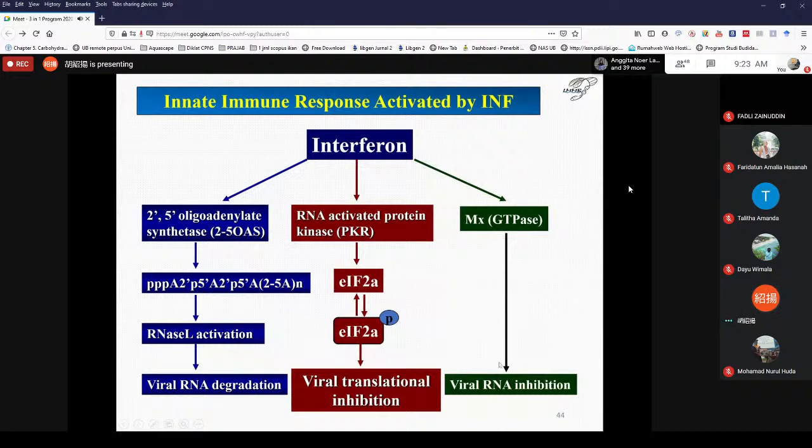The Mx genes can inhibit viral RNA, and interferons also activate PKR, the protein kinase, which can phosphorylate eIF2α and then inhibit viral translation. Interferons can also activate oligoadenylate synthetase, which finally causes viral RNA degradation. So interferons play important roles in antiviral defense.